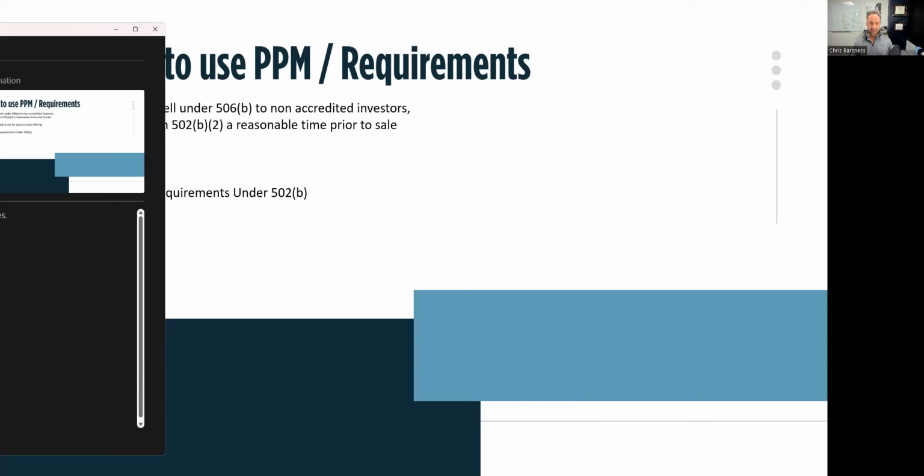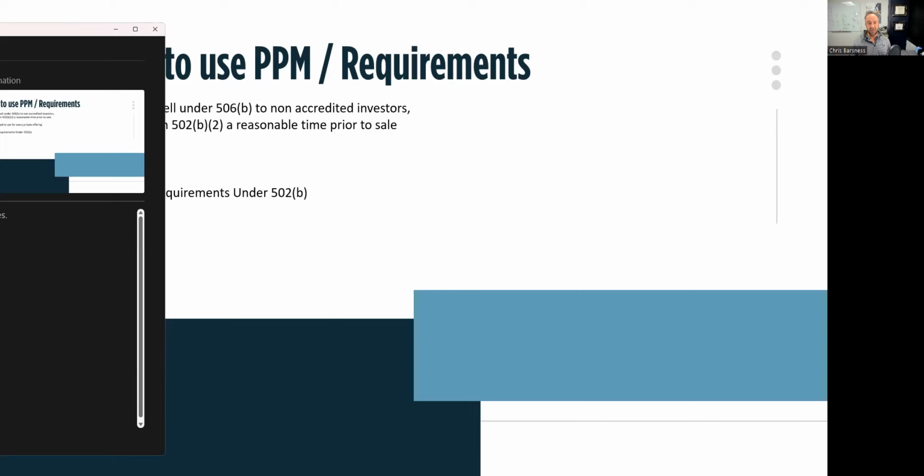Now, most of the time, people use a private placement memorandum, and maybe it doesn't have all the same information, but they'll use it even when it's just accredited investors under 506(c) because it's really a best practice. It provides disclosure to potential investors and it helps protect the person putting the deal together, that they've disclosed everything in terms of the deal.